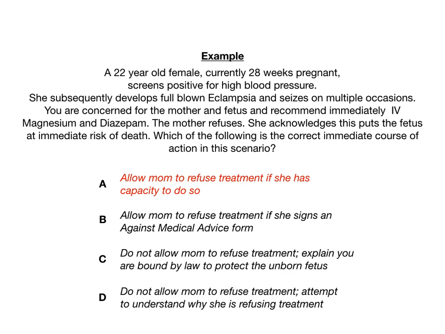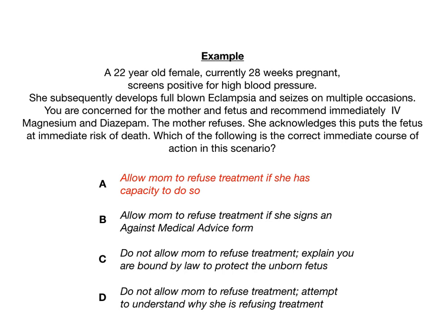This is really important, and I want you guys to remember this. Anything that a mother who's carrying a baby or a fetus, anything that she wants, goes. It doesn't matter if it puts the fetus at risk of death, especially if she has the capacity to do so. So in this case, assuming that mom has capacity, she is absolutely allowed to refuse treatment. So in your informed consent process, even if she is refusing to give informed consent and it's immediately putting the fetus at risk of death, she still has the right to do that if she has capacity.